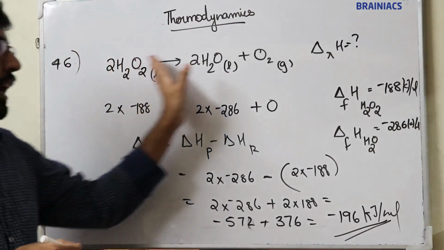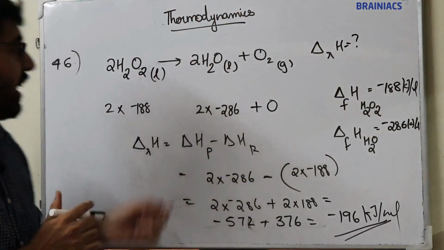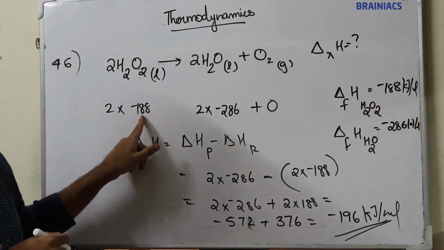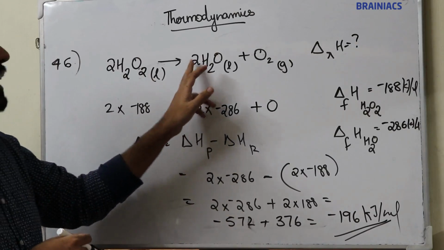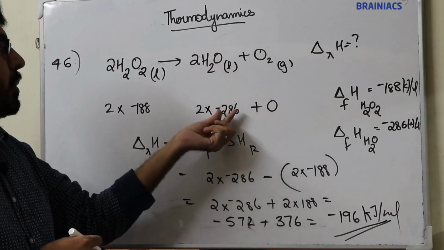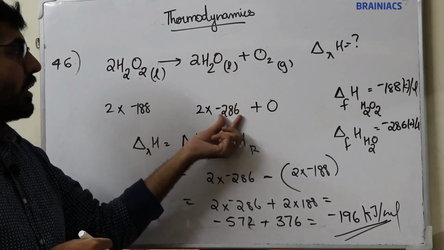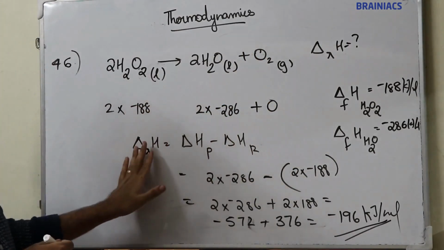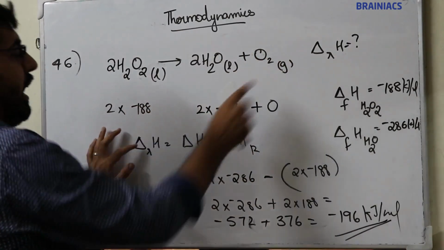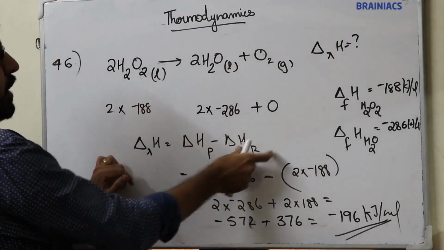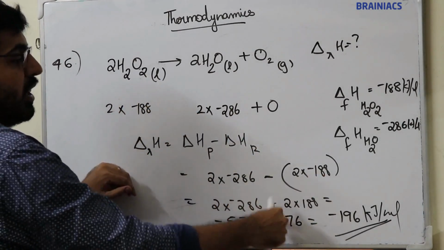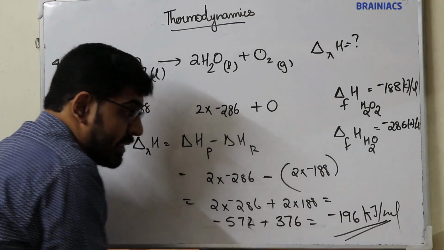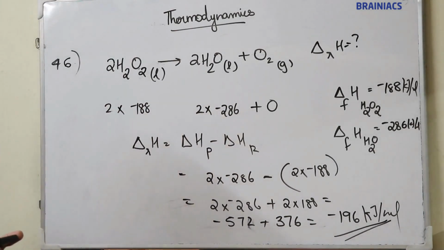Here we have to calculate the enthalpy of reaction of this reaction. Enthalpy of formation of hydrogen peroxide is given. 2 moles are formed, so 2 into minus 188. Enthalpy of formation of water is given, so 2 into minus 286 plus 0. So enthalpy of reaction is equal to enthalpy of products minus enthalpy of reactants. So 2 into minus 286 minus 2 into minus 188. We will get minus 196. Answer option 1.